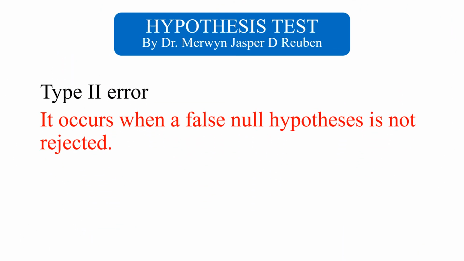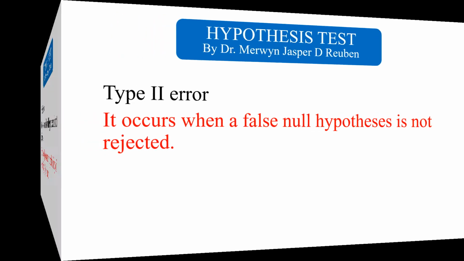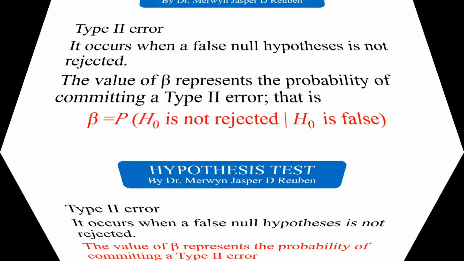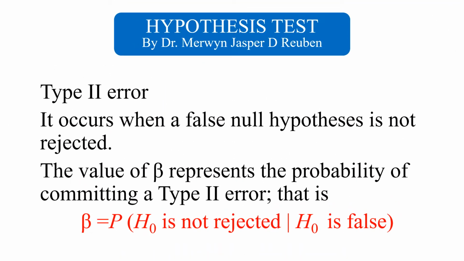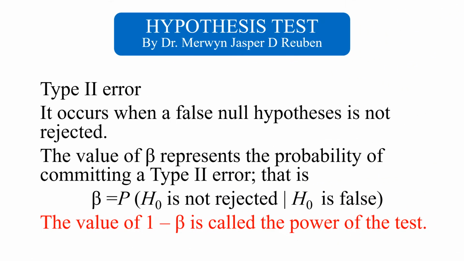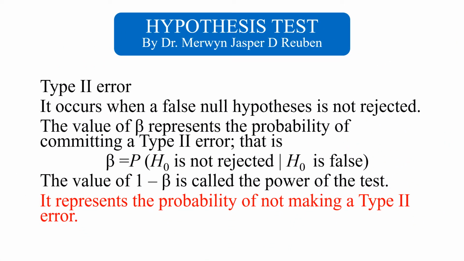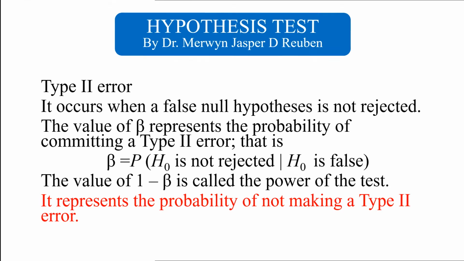As previously shown in the cross-tabulation, type 2 error occurs when a false null hypothesis is not rejected. The value of beta represents the probability of committing a type 2 error. In notations, we can put beta is equal to P of H naught is not rejected when H naught is false. The value of 1 minus beta is called the power of the test. It represents the probability of not making a type 2 error.